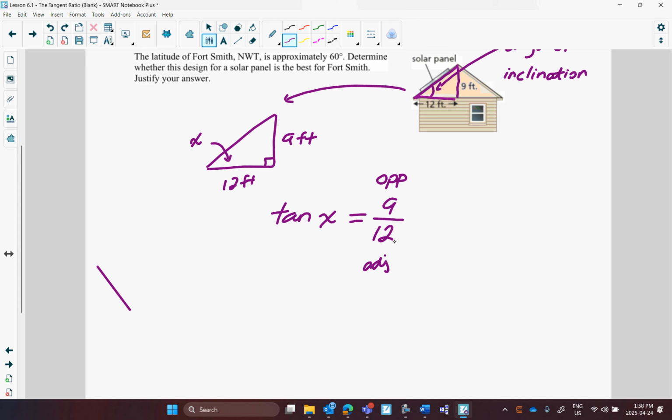How do we solve for X? Well, to get rid of tan, I've got to tan inverse this. So that means X is going to be about what? Nearest degree, if you could do it on your calculator. Nearest degree, whole number. 37. 37 degrees?